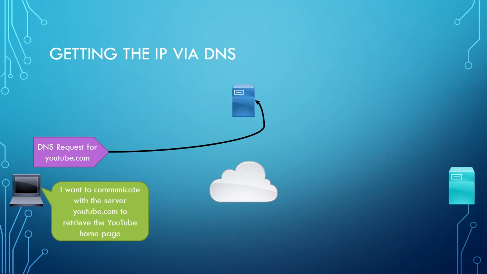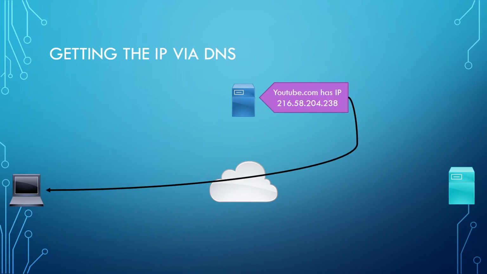What actually goes on in the background is that when Bob types youtube.com into the web browser and presses enter, his computer is going to generate a DNS request and send it to a DNS server. It's going to say, I want to find out the IP address of the server called youtube.com that holds the YouTube website. Once the server receives Bob's DNS request, it responds with a DNS response, essentially saying that youtube.com has the IP address 216.58.204.238.